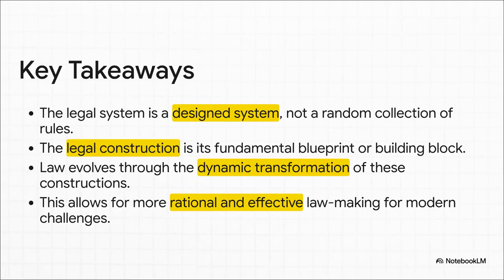So, what are the key takeaways? First, the legal system isn't a random collection of rules. It's a designed system. Second, the legal construction is the fundamental blueprint of this system. Third, law is constantly evolving through the dynamic transformation of these constructions. And finally, understanding this allows for much more rational and effective lawmaking, especially for our modern challenges.